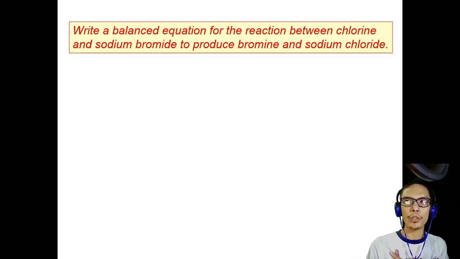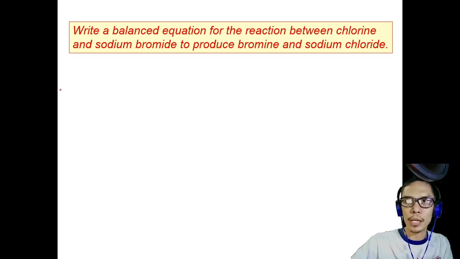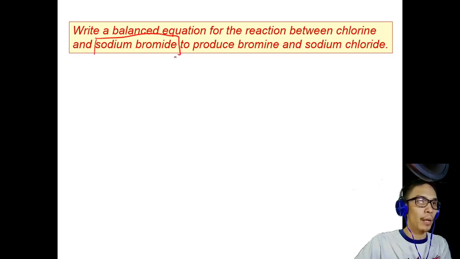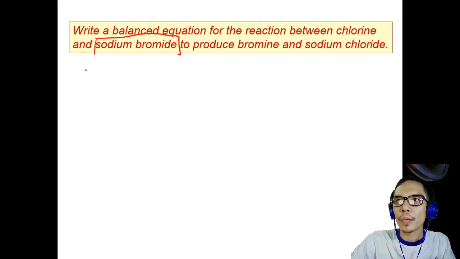Write the balanced equation for the reaction between chlorine and sodium bromide to produce bromine and sodium chloride. Alright, so what do we have here? As I said last time, you should first know how to write a chemical formula. So, sodium bromide, how does it look? Let's first write the complete formula before anything else.